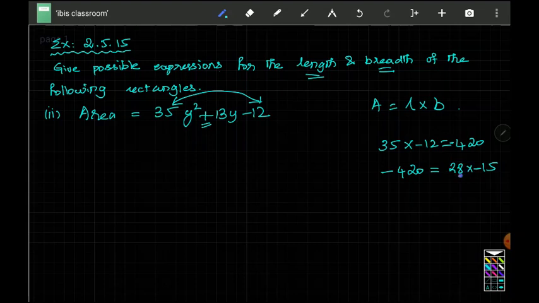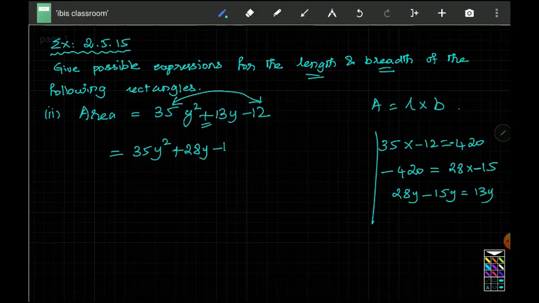When you add 28 minus 15, that gives you plus 13y. So basically 28y minus 15y is equal to 13y. So substitute this over here. So 35y square plus 13y could be written as 35y square plus 28y minus 15y minus 12. Now I'm going to write the product sign as a dot.